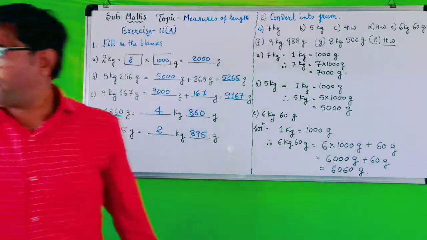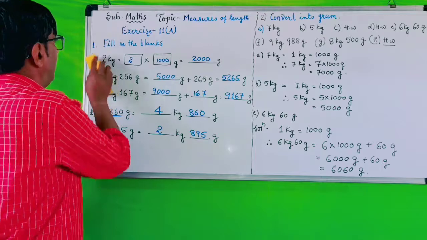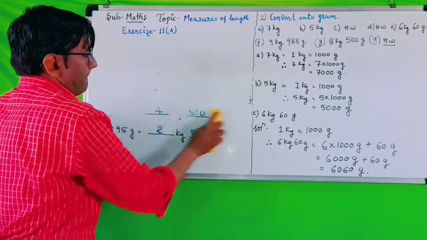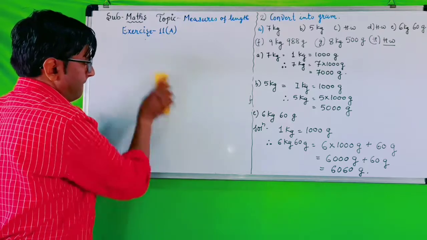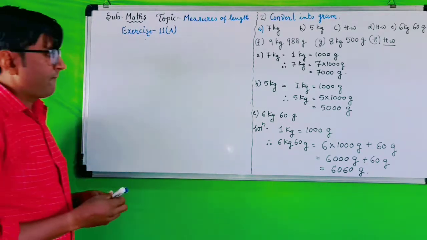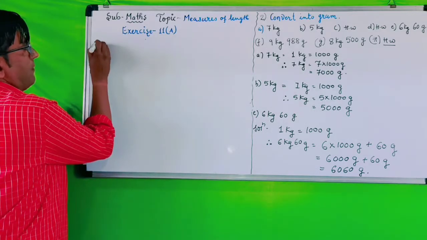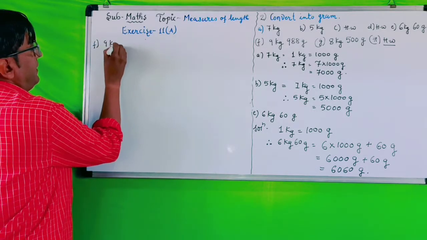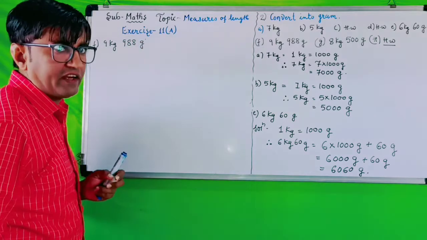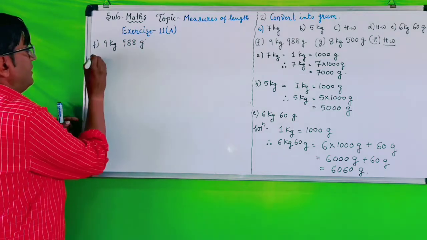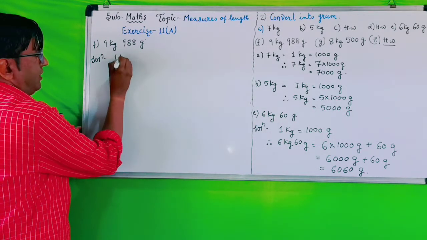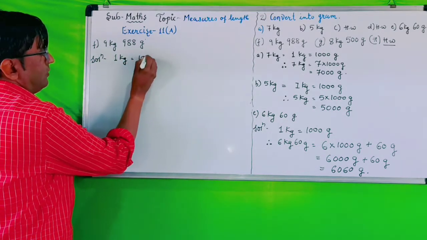Next one, F. We will solve it here. F is 9 kg 988 gram. As it is a similar type, only the numbers are changed. First of all we will write 1 kg equal to 1000 gram.